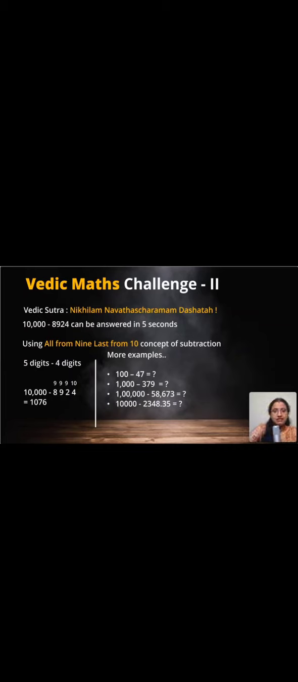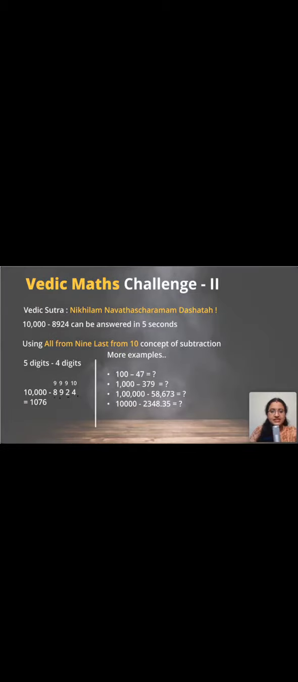So now let's look at 100 minus 47. Now 47 is a 2-digit number. 100 is the first 3-digit number. Yes, we can apply this rule. So what do we do? All from 9, last from 10. 9 minus 4 is 5 and 10 minus 7 is 3. 53 is the perfect answer. Okay, I will speed up because I got answers for the next questions also.